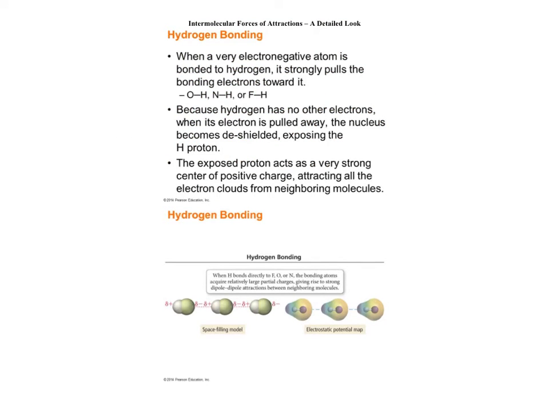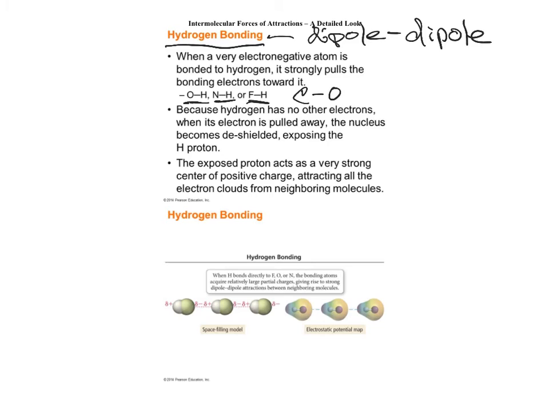Now, there is a special type of dipole-dipole interaction called a hydrogen bond. So a hydrogen bond is a special type of dipole-dipole interaction. This isn't just any old dipole-dipole. This is a dipole that is formed by either an OH, NH, or FH, and it also could be a CO, which is another type of dipole. C double bond O.